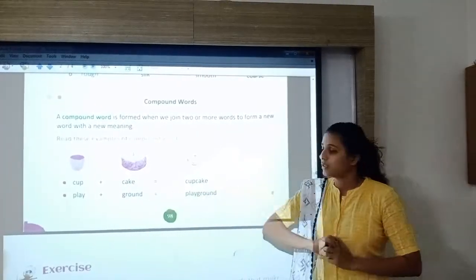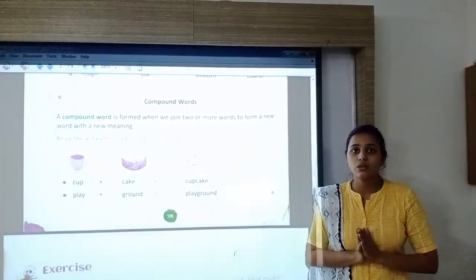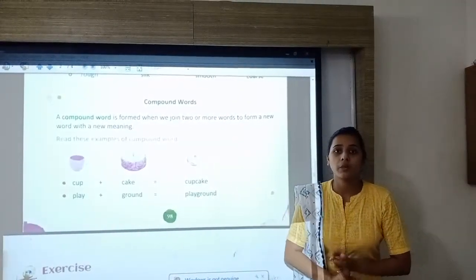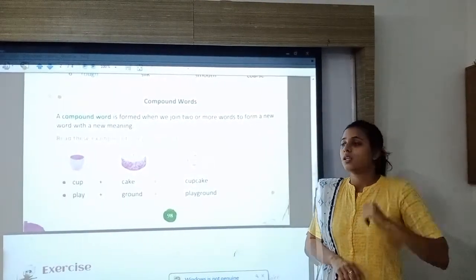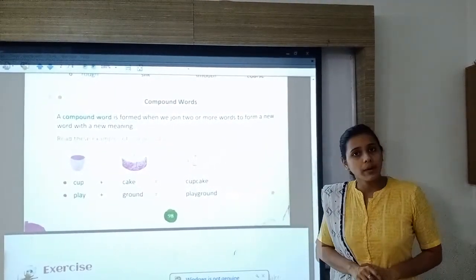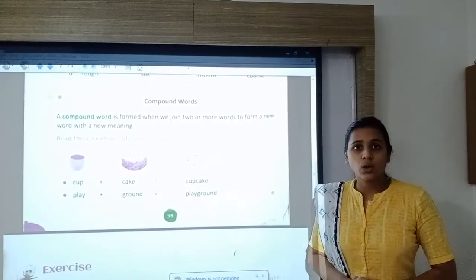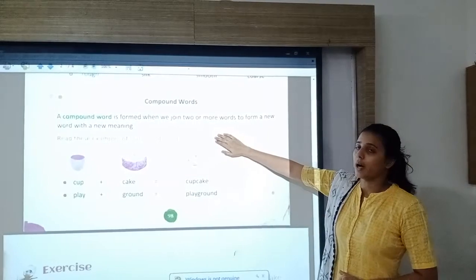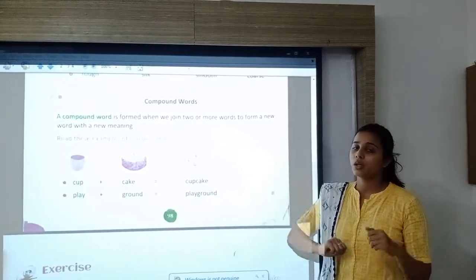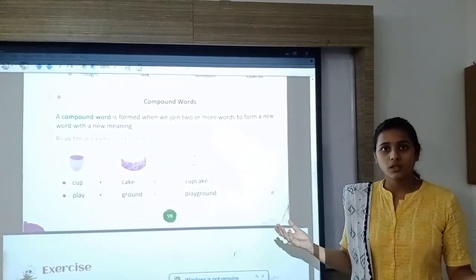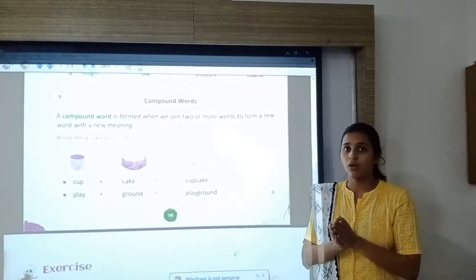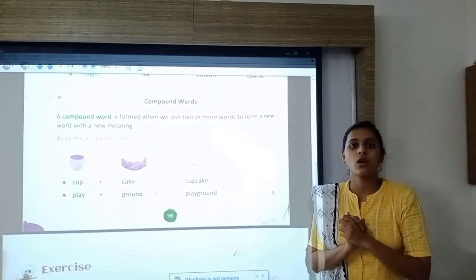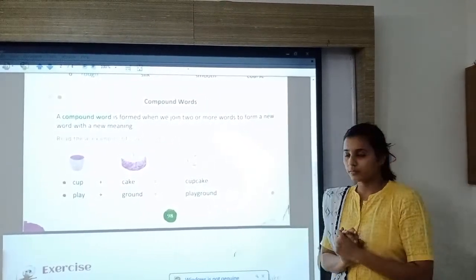So खेलना और मैदान, these two are different words, but if we join them, it will make a new word with a new meaning. So that is called a compound word. Now I hope this example will make it clear what compound words are. If we join two or more different words together and it forms a new word which has a new meaning, that is called a compound word.